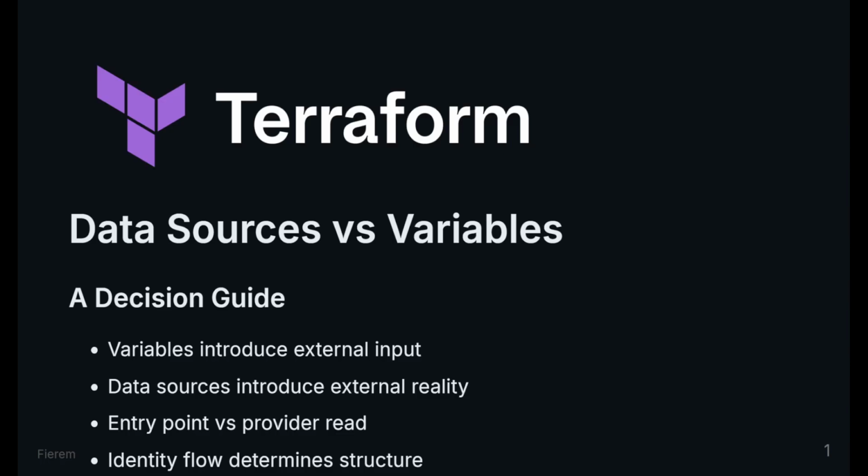Today, we separate two concepts that look similar but behave very differently. Variables introduce external input. Data sources introduce external reality. They are not interchangeable. One is an entry point into the graph. The other is a read operation against the provider. If we confuse them, we confuse identity flow inside the graph. And once identity is confused, dependencies become harder to reason about.